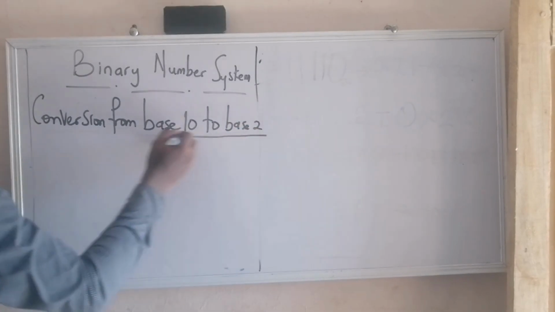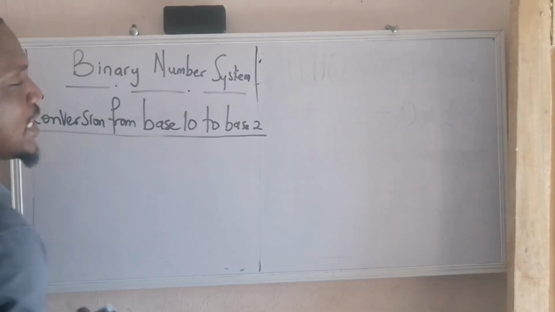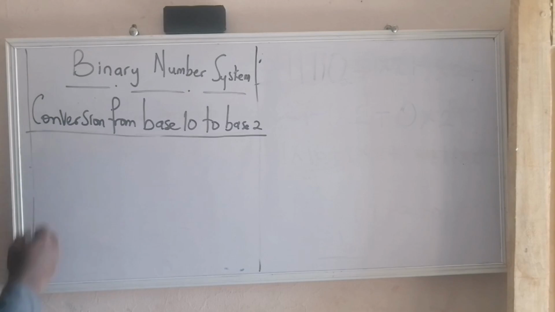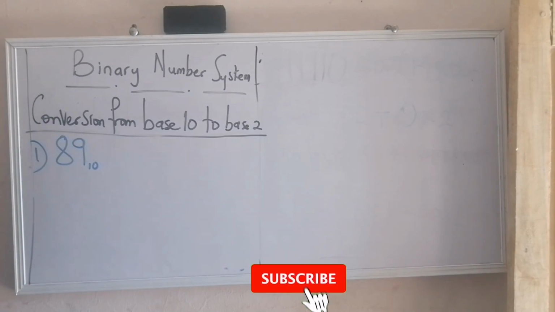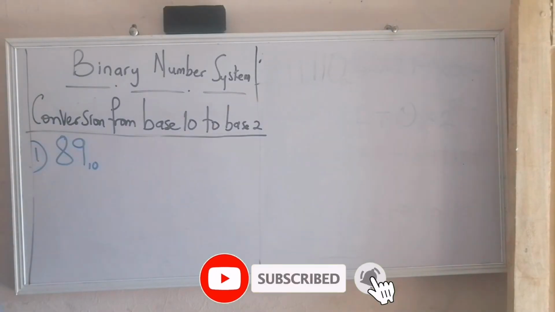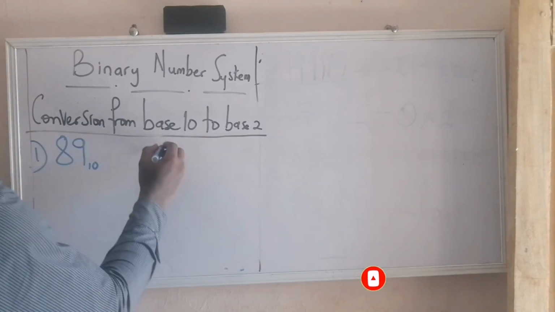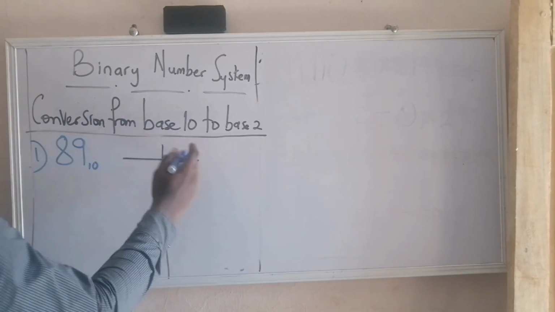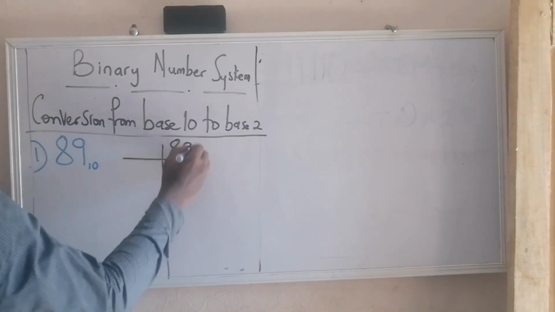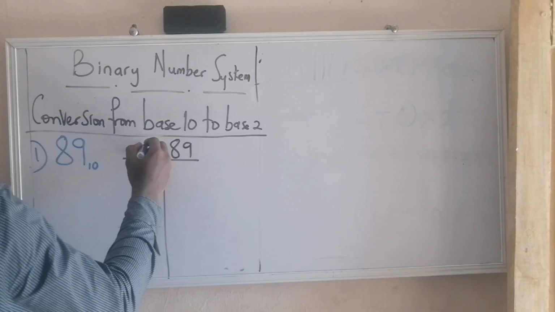So we are going to deal with a couple of questions together. Now let's assume that the first example here, we have to change 89 base 10 to base 2. How do you do that? You just use your division method. You divide with 2. Step 1. Draw your line. Draw it like a table. Put your 89 here. Since you are converting to base 2, divide with 2.